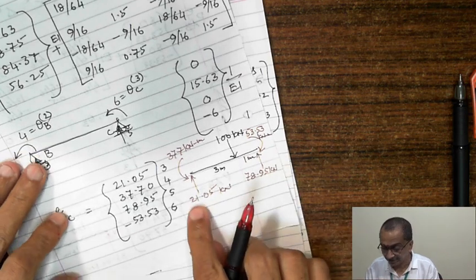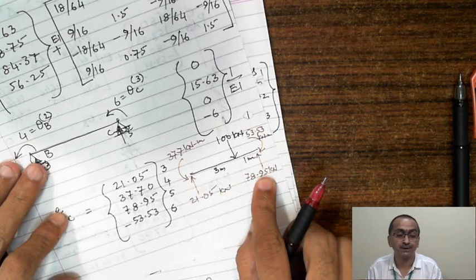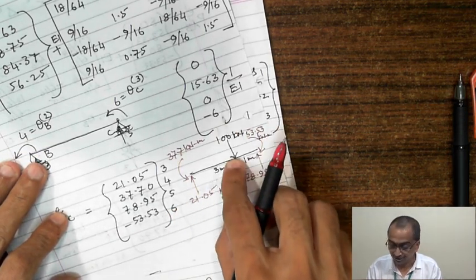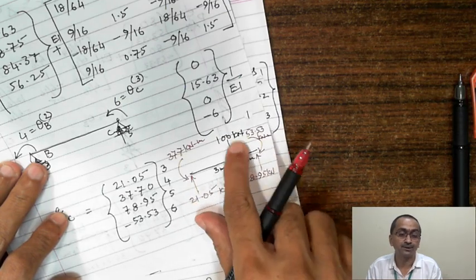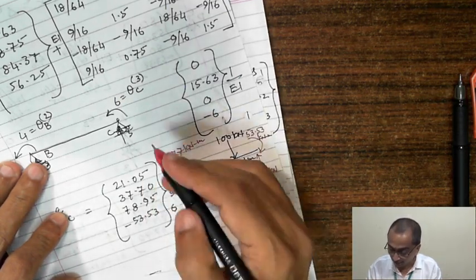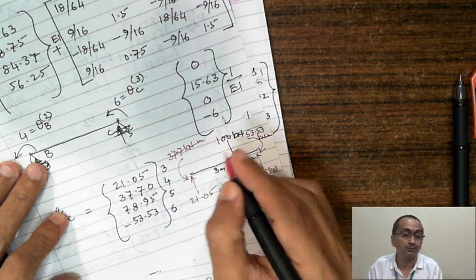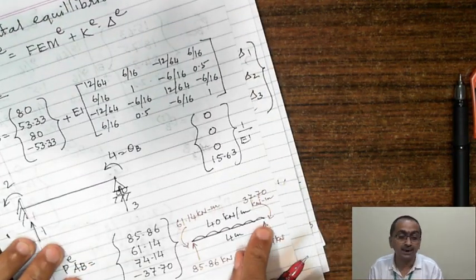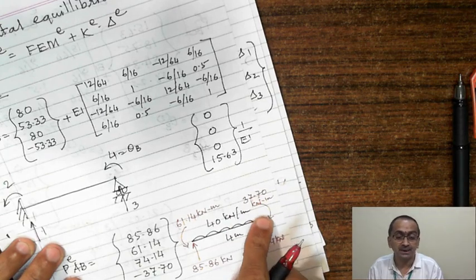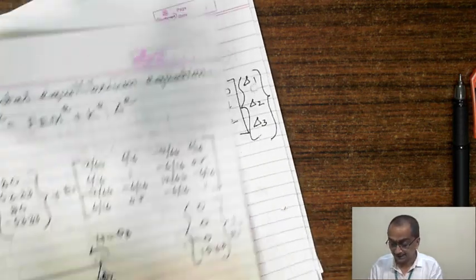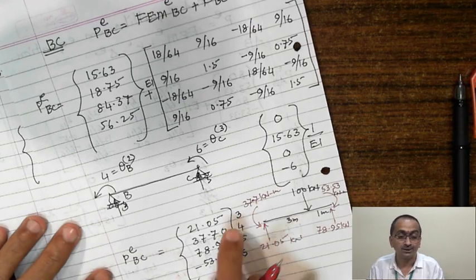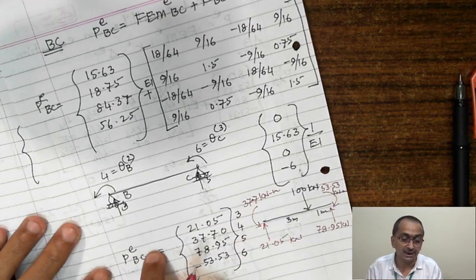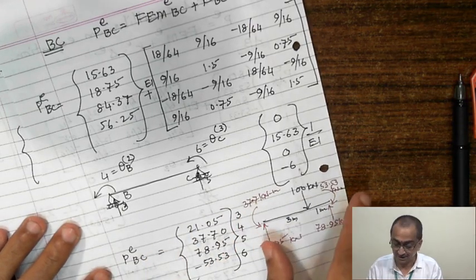So let's check whether our calculations are correct. 21.05 plus 78.95 constitutes 100 downwards. So 100 upwards is 100 downwards. Satisfied. Now concentrate on this 37.7 kilonewton meter anti-clockwise. What was the moment at AB? In AB it is 37.7 clockwise and this is 37.7 anti-clockwise. So summation of moment in the portion BA and in the portion BC is equal to 0.